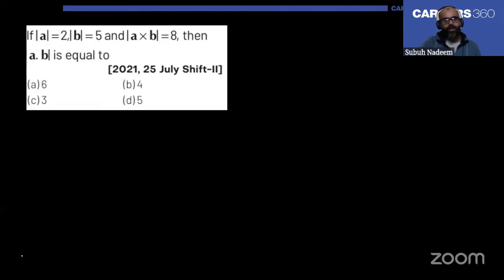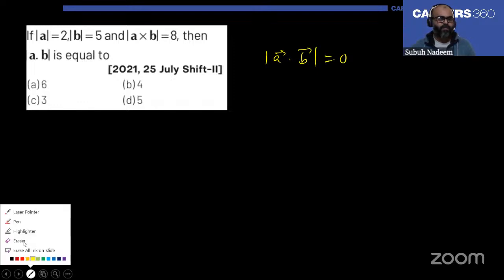If mod A is equal to 2, mod B is equal to 5, and mod of A cross B is equal to 8, then mod of A dot B is equal to what? We don't know.